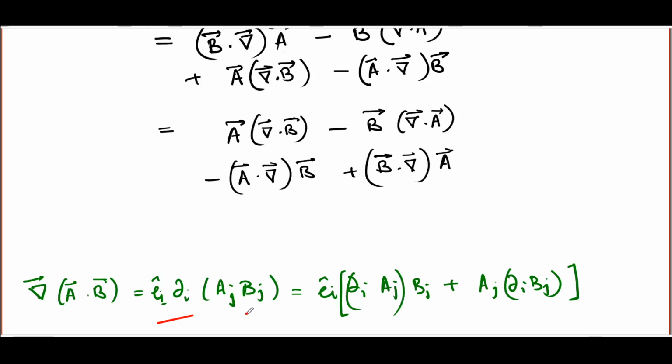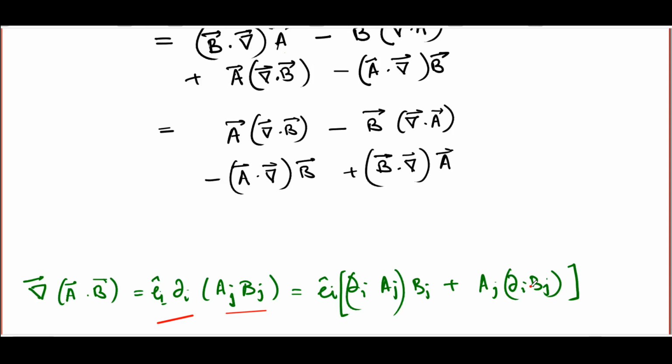I will have to call it something else. So I've decided to call it AJBJ. And then the next step also is pretty straightforward. Del I acts on the product AJBJ, gives you del I AJ into BJ plus AJ into del I BJ. So far so good. The trouble is, writing this in terms of gradient, divergence, curl, etc. acting on some either A or B turns out to be surprisingly difficult.